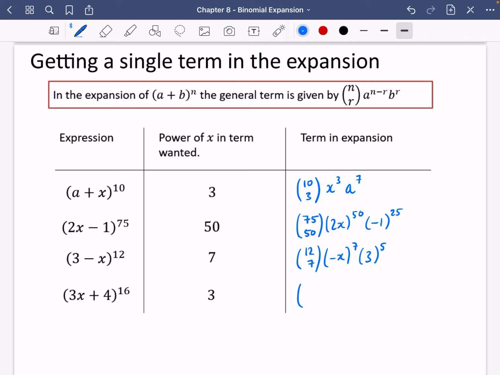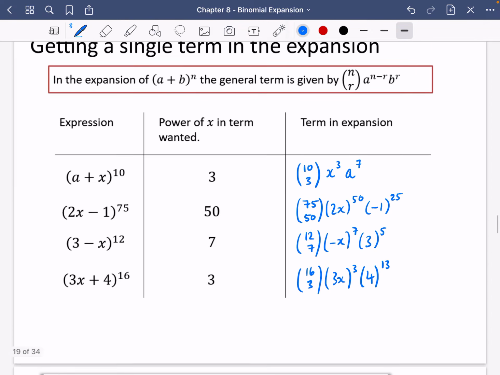And for this one, the power is 16. We want the power for x to be cubed, so I'm going to put the 3 there. We're going to have the 3x cubed, which means that the 4 should be to the power of 13. So again, it's just all of these patterns, and the more practice you do of these, the more connections that you will see between all of the topics that we've done on this.